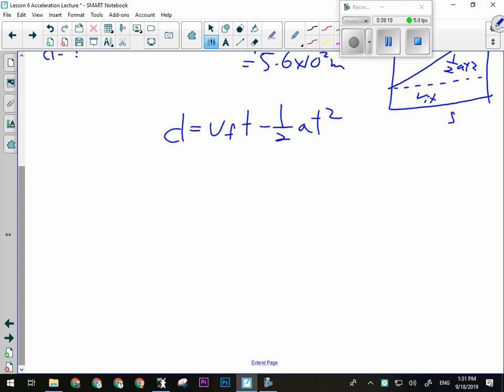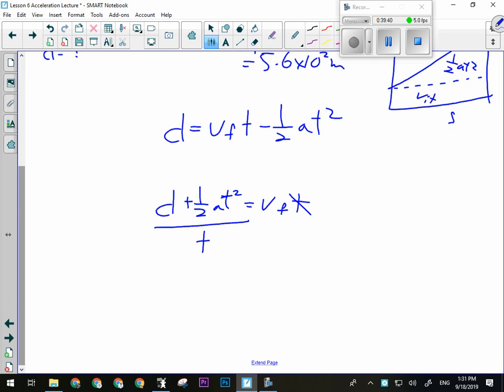If I want to solve for VF, then what do I do with the 1/2 AT squared? Add it to both sides. So D plus 1/2 AT squared equals VF times T. Then I just divide both sides by T, and I'm solving for VF.